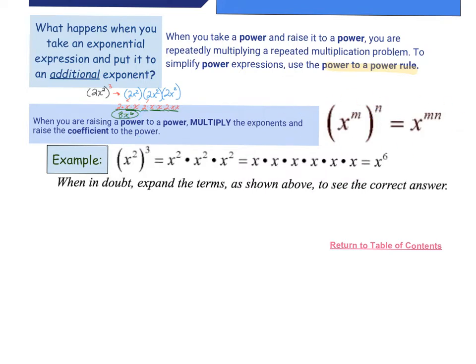So this is the keynote basically. X to the m raised to the n is really x to the m times n. So that's what we do, we multiply them.